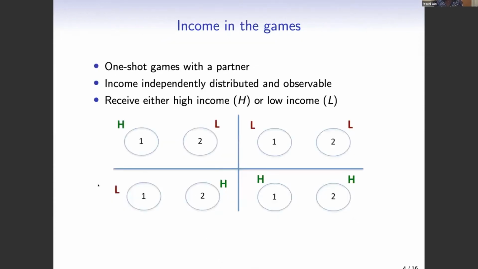Okay. So to start off with, income in the games has to be risky. So these are one-shot games with a single partner. So kind of the theme of cooperation, they have to work with a partner. Income is independently distributed and observable so that my income does not affect my partner's income and vice versa. And participants can either receive a high or low income shock. And so that results in 4 states of the world that they have to discuss or think about. One where I get high income and my partner gets low income. One where the roles are reversed. A world where we both get low income, and one where we both get high income.